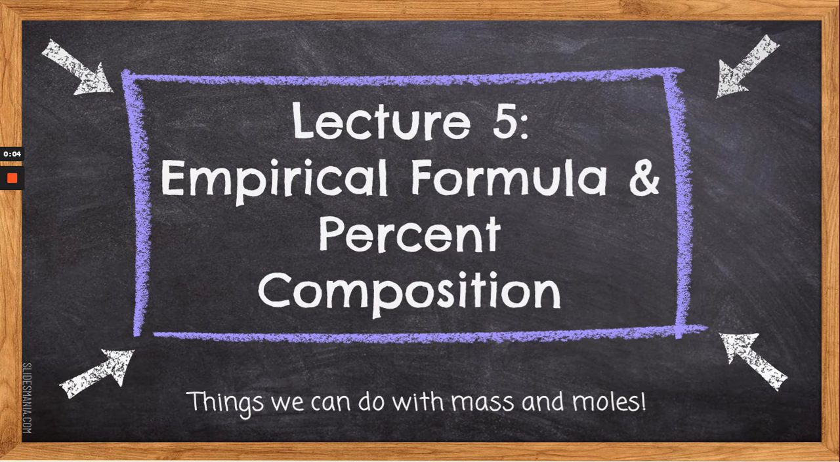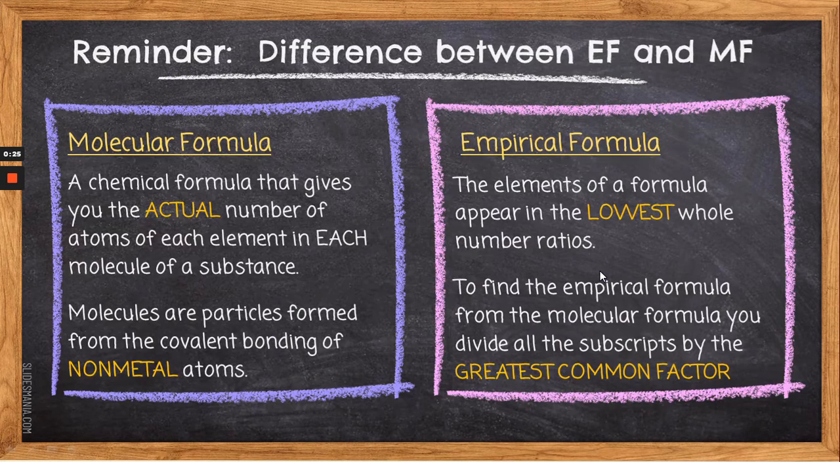Today we are going to do empirical and molecular formula using what we learned in lecture 4, which was percent composition. So again, more things that we can do with mass and moles. You're going to find that some of this is review and some of it is using old things to do new things, and there's a lot of little steps, but they are all very manageable.